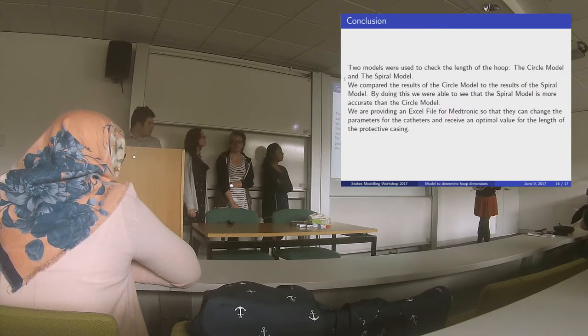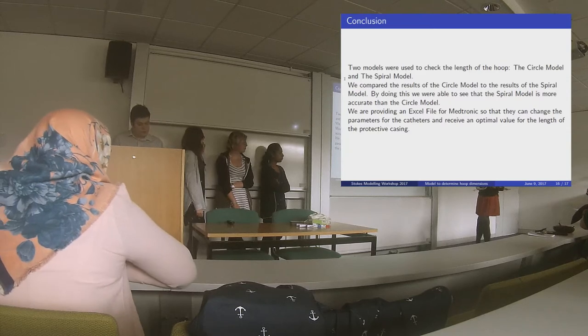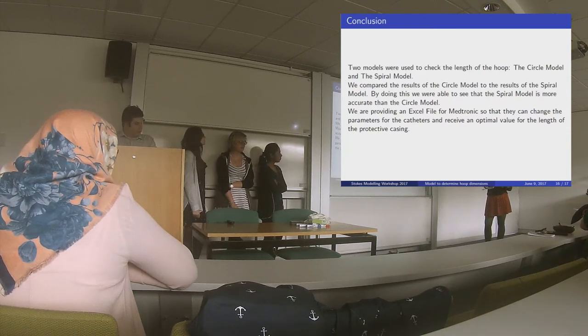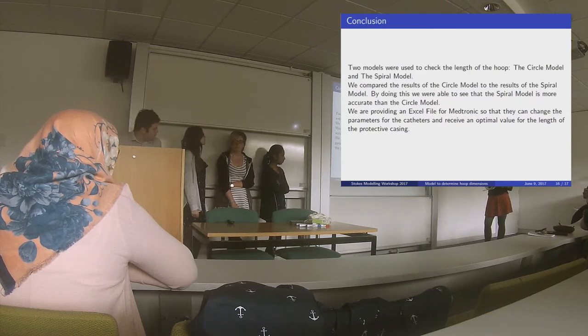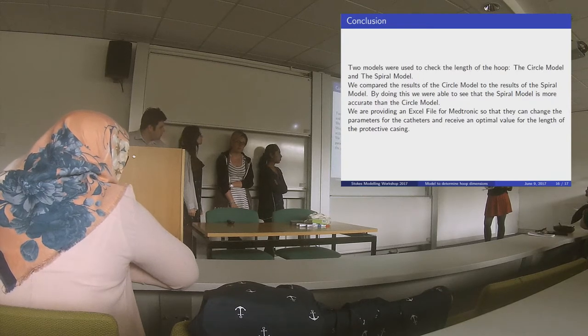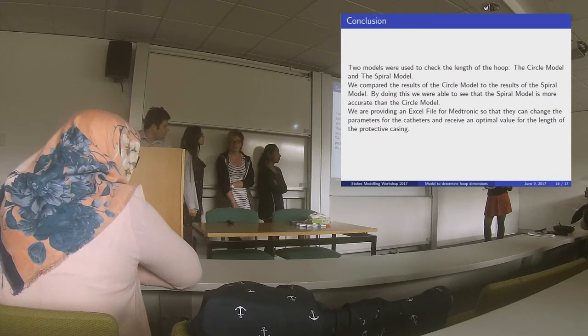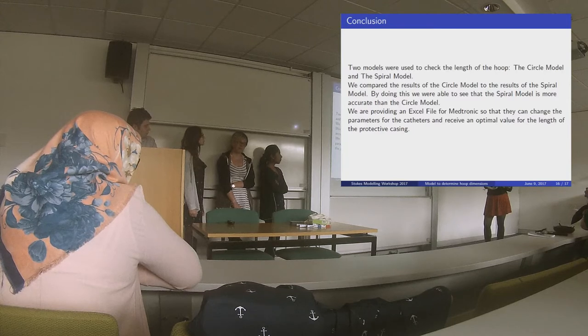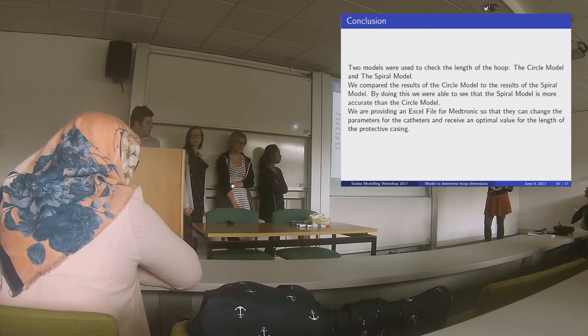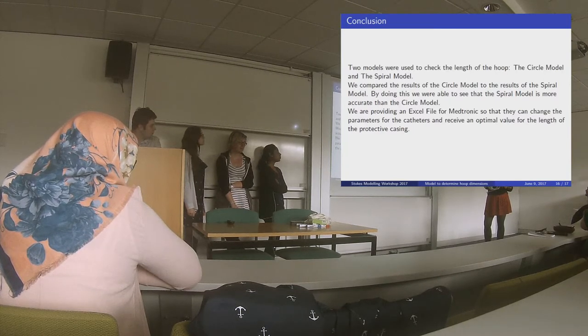And then we checked the two models against each other to see if they were correct. We compared the results of both of them, and we figured the spiral one was much better. And then we put it all into an Excel file, so Medtronic just has to type in the length of their catheter and their different dimensions, and they'll get the hoop length at the end.